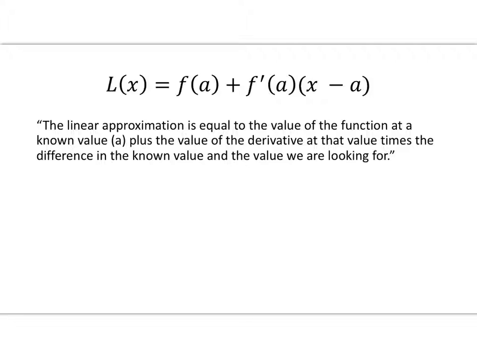Okay, so we have a formula. The linear approximation, L of x, is equal to the value of a function at some known value. And that's kind of a key thing, known value. So in that last example, the known value was either the square root of 16 or the square root of 25. So that's what the f of a is.